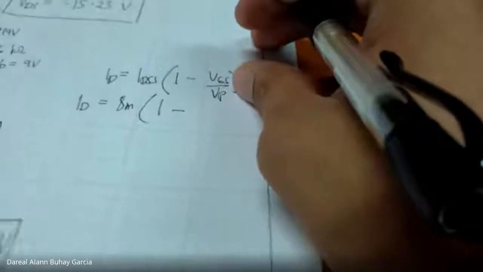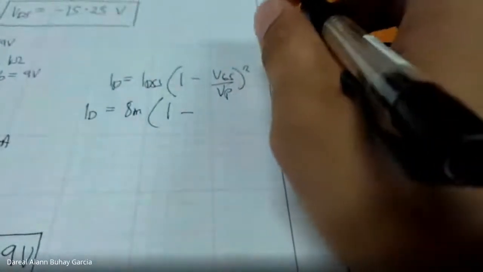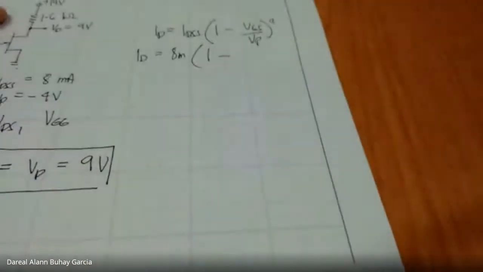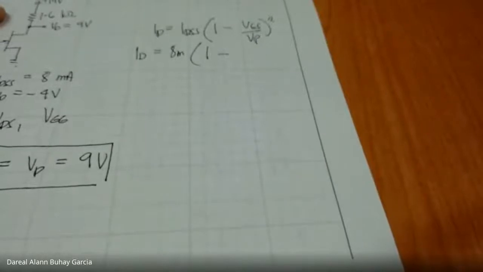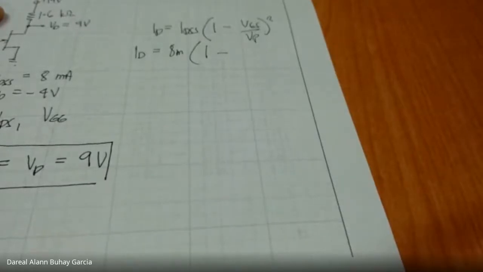IDSS is 8 milliamperes. VGS is unknown. So what can we use? Ohm's law. ID is 0.0845.